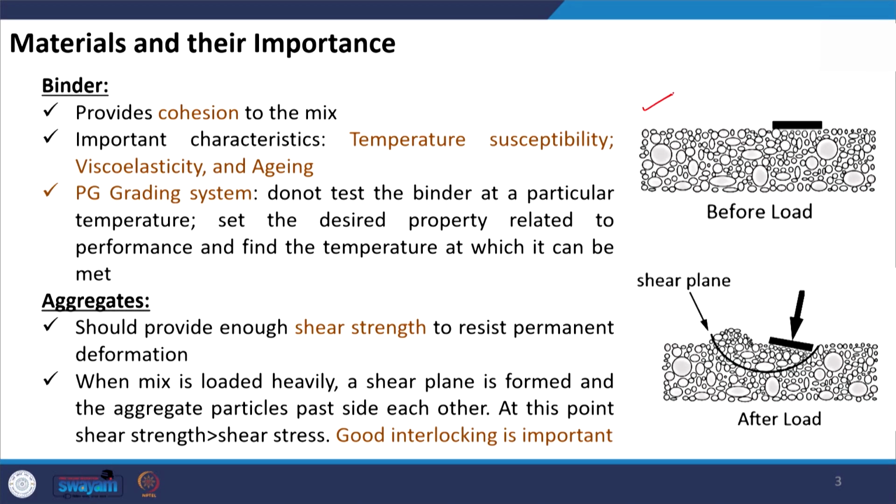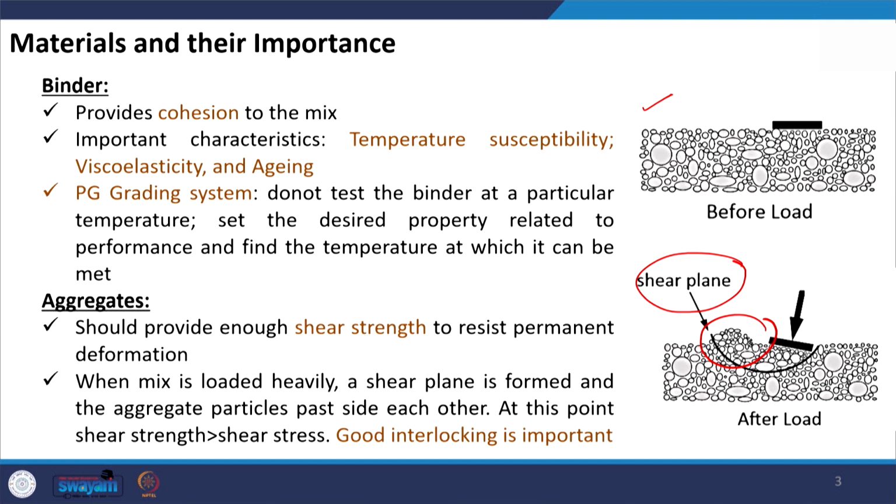Usually when the mix is loaded, as you can see in the first picture, we have an aggregate mass. When the aggregate mass is loaded, a shear plane can be formed, and here we have to ensure that the shear strength of the aggregate mass is higher than the shear stress to which it is being exposed. If the shear stress exceeds the shear strength, there can be a movement of the particles, which can cause distresses, for example shoving.